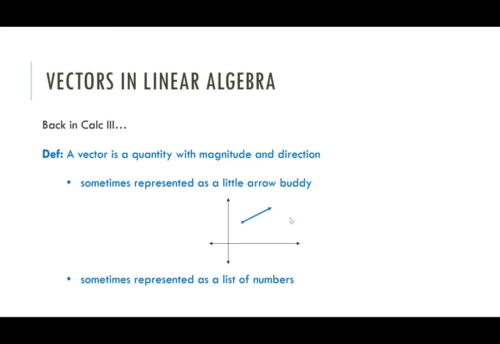Or we see them represented as just a list of numbers, something like <5, 0, -1> with these angle brackets. For the record, computers just think of vectors as these lists of numbers. That's all a vector is to a computer. You and I are smarter than computers. We have a richer understanding. We see them geometrically and as lists. So, okay, that's Calc 3.